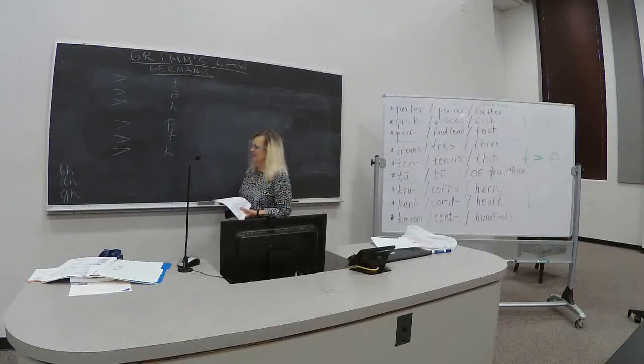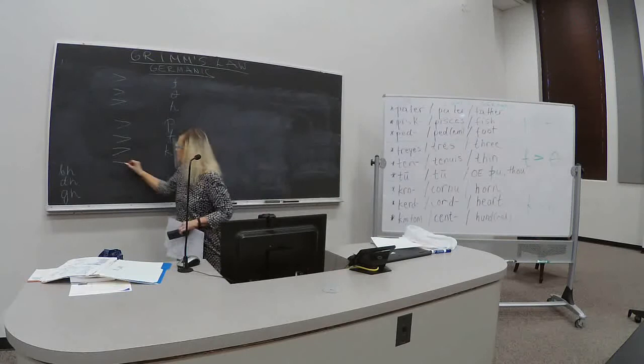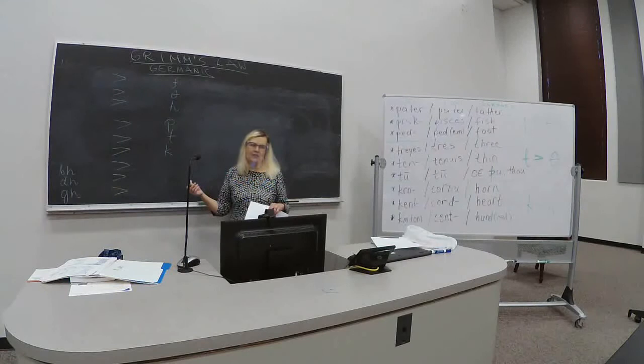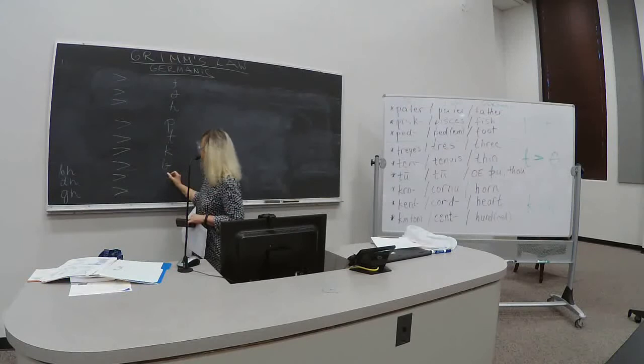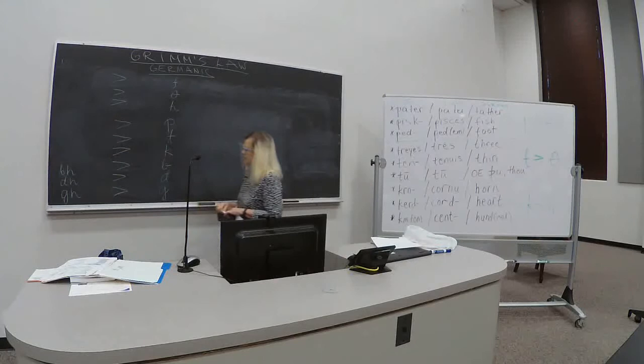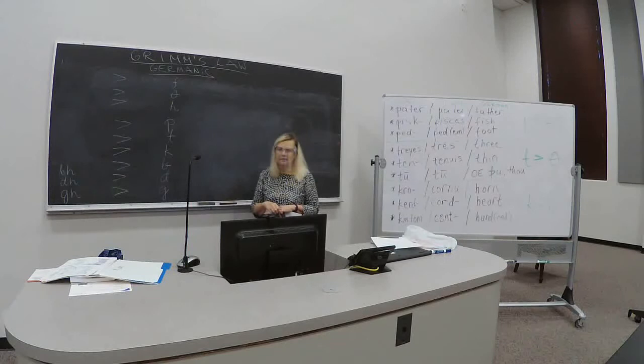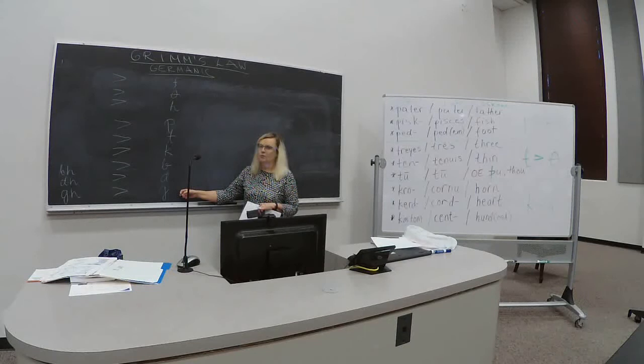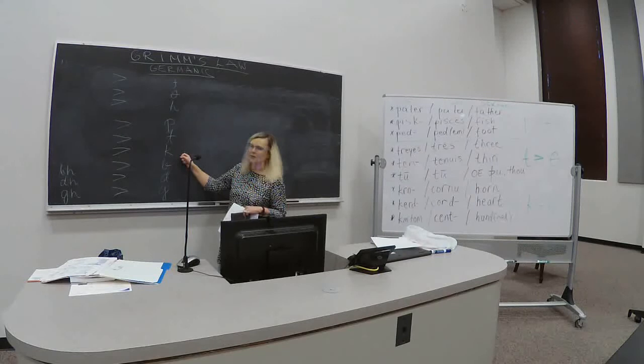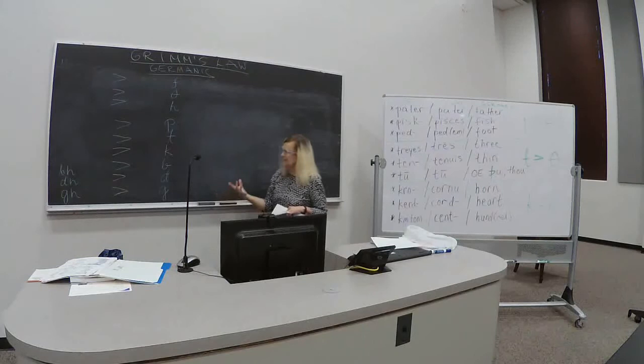So what do you think happens next? How are these guys going to change? They lose the aspiration. So they take the place of b, d, g, so to say, because there are no b, d, g anymore. bh, dh, gh lose the aspiration and become b, d, g, which earlier had become p, t, k, which earlier had become f, th, h. So this is, in a nutshell, Grimm's law.